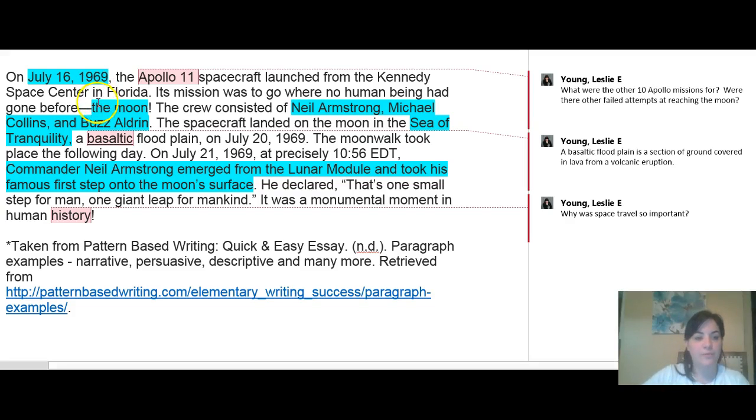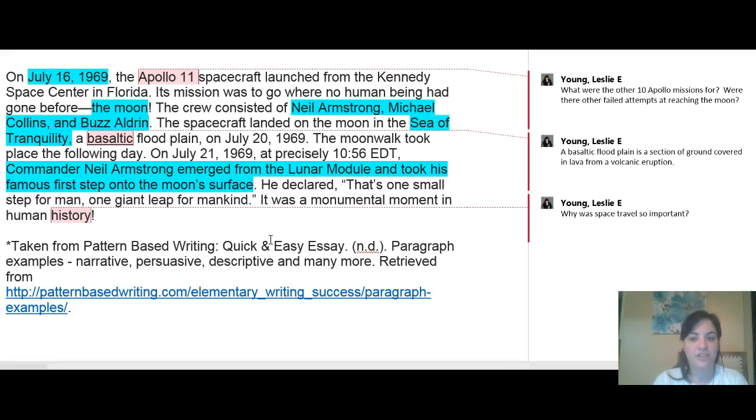We also have the moon. So again, this is an example of a highlight that's just looking for important information. What was this particular space mission about? We have the crew members highlighted as well. Again, more important information, where they landed. And then we have that Commander Neil Armstrong emerged from the lunar module and took his famous first step. So all of our highlights in this example are getting the most important details out of this particular paragraph.